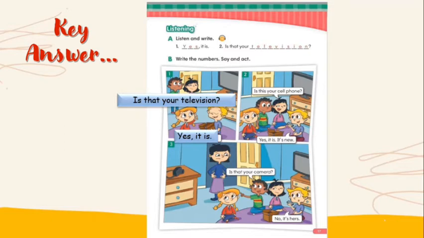So see the first picture. Is that your television? Yes, it is. Now the second picture. Is this your cell phone? Yes, it is. It's new. The third picture. Is that your camera? No, it's hers.